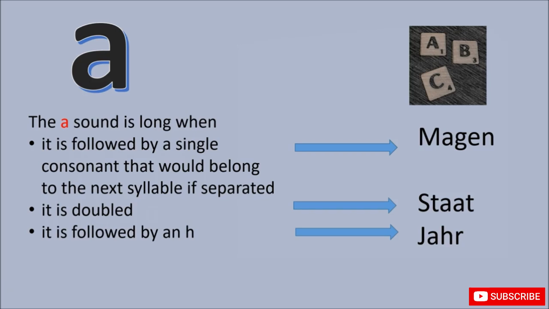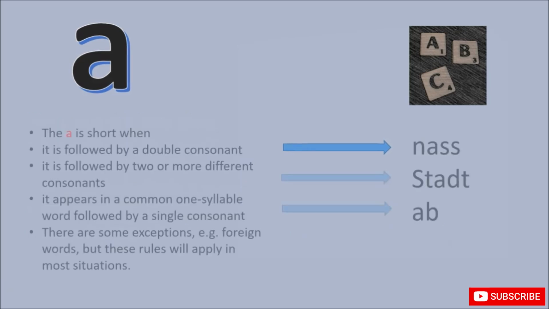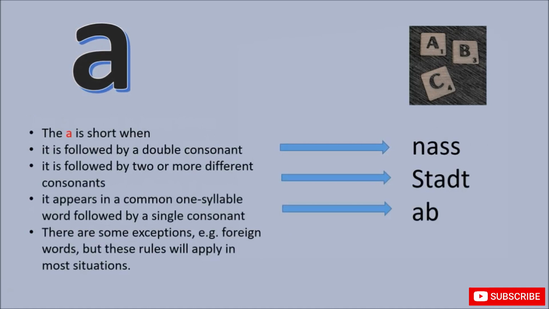It is also long if it is doubled, as in Staat, and if it's followed by an H, as in Ja, the H usually makes it a long sound. So Magen, Staat, Ja. It's short if it is followed by a double consonant, like nass, if it's followed by two or more different consonants, as in Stadt, and if it appears in a common one-syllable word followed by a single consonant, like ab.